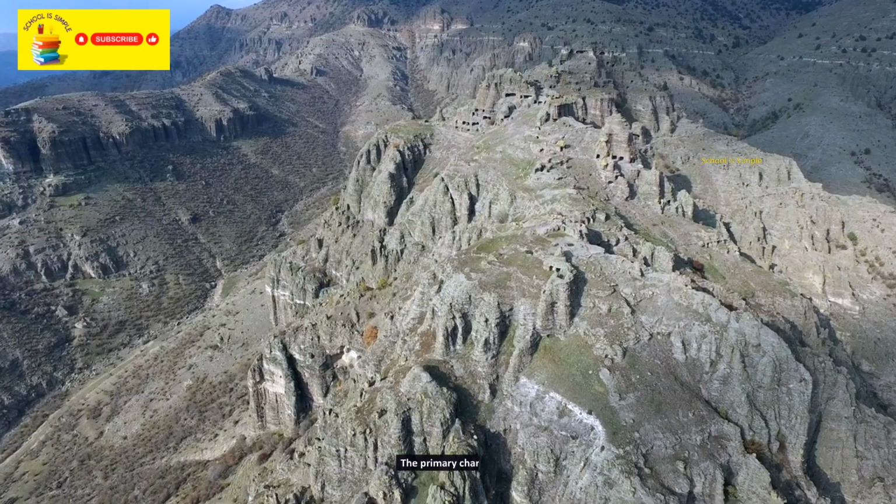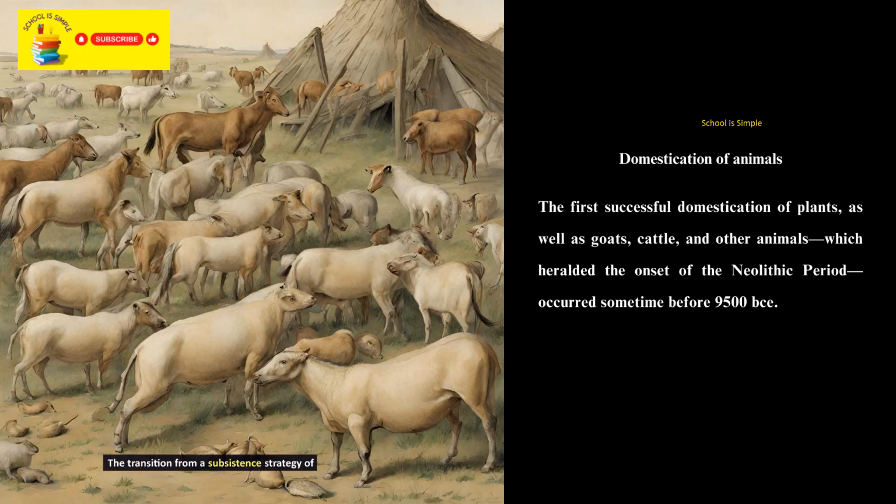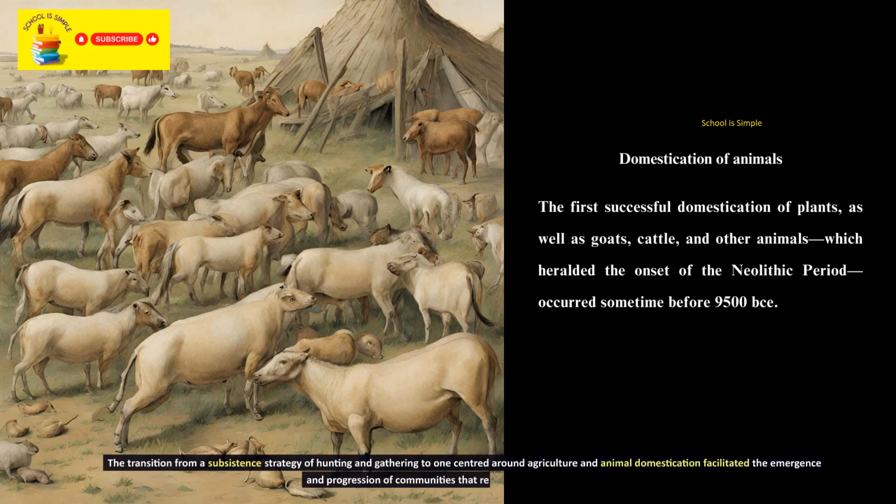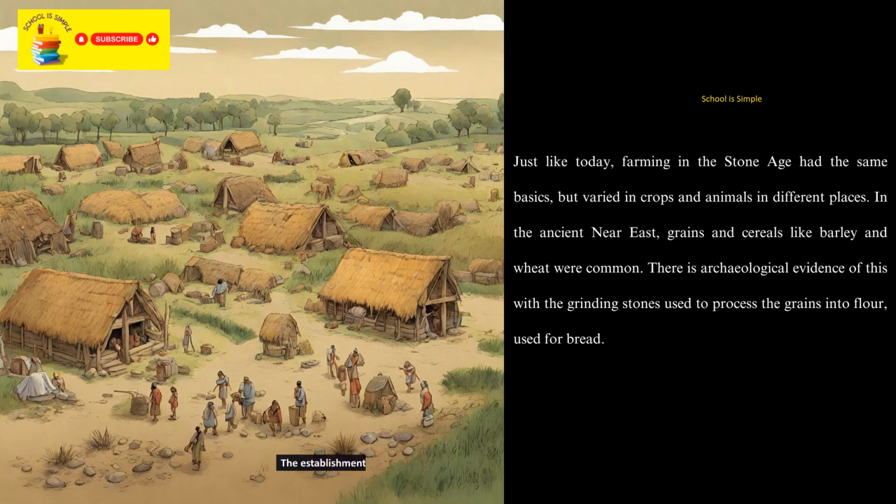The primary characteristics. The transition from a subsistence strategy of hunting and gathering to one centered around agriculture and animal domestication facilitated the emergence and progression of communities that relied on agricultural practices. The establishment of enduring villages and the initial agricultural communities.